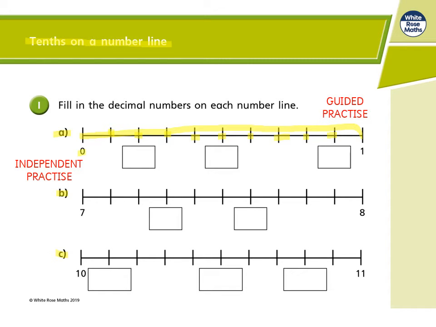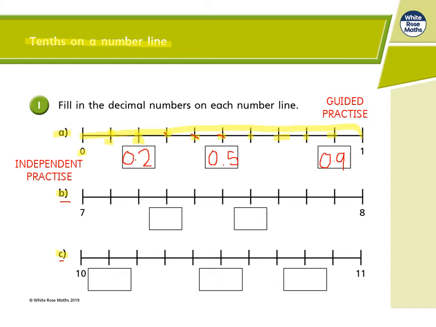So if here is 0, I'm going to have 0.1. What would be next? Correct, 0.2. So I'll write that in there. Then counting from there, 0.3, 0.4, 0.5. I wonder if you know what that last one is, if it is 1 away from the whole 1. Yes, 0.9. I wonder now if you can do B and C independently.